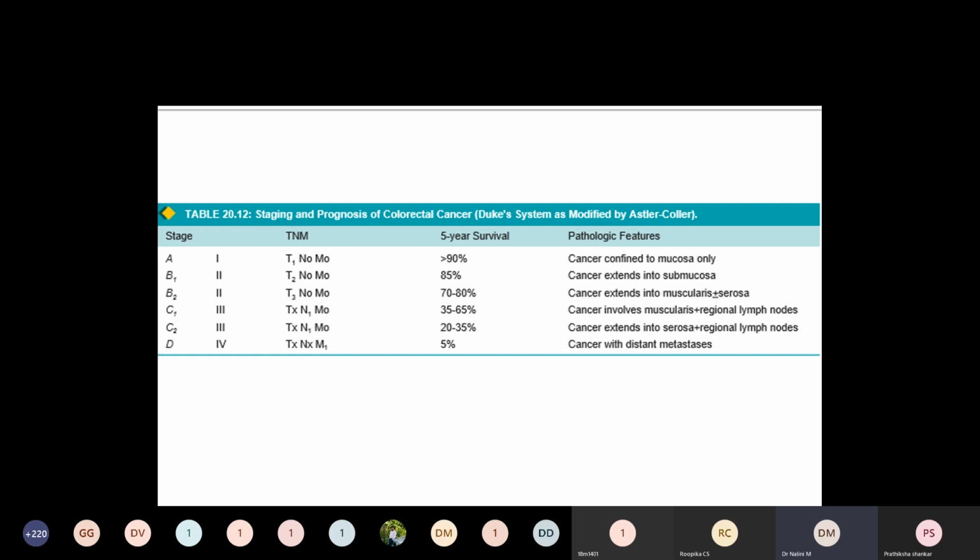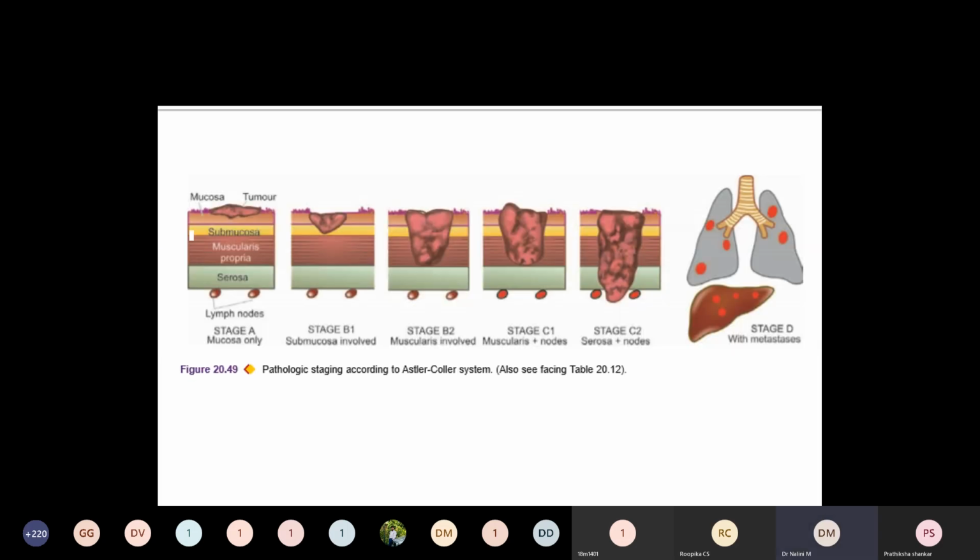When it comes to B2, it could involve the muscularis plus the serosa. When it comes to C, or stage 3, it includes the muscularis plus regional lymph nodes, or the serosa with regional lymph nodes. Stage D was when there was distant metastasis, and these affected the 5-year survival too. Stage 1 had a better 5-year survival compared to stage D, and that was evident morphologically too.